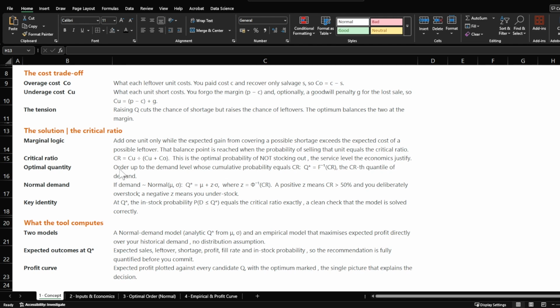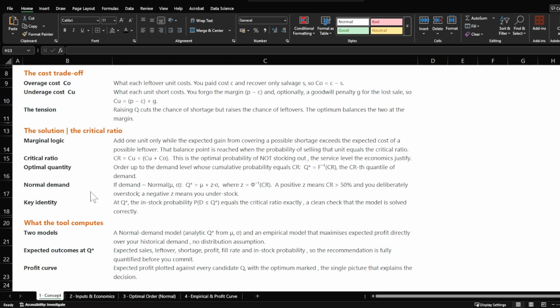Now for this optimal probability, what should be the optimal quantity you should order? If you have higher underage cost, then you have to maintain a higher service level in order to be profitable. If you have lower underage cost, you can operate at a lower service level and remain profitable. So for this optimal probability of not stocking out, what should be the optimal quantity? You take the function of your demand and apply the inverse function to the critical ratio, and you get the quantity of demand. That much quantity you have to order as per the critical ratio for the maximum profit.